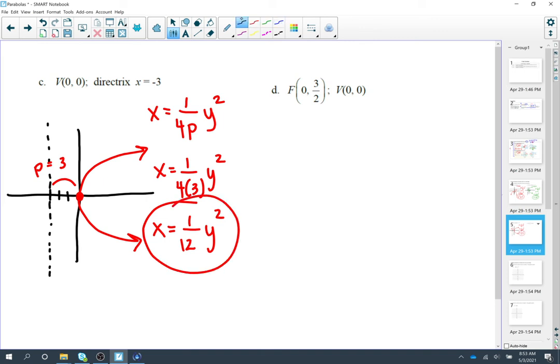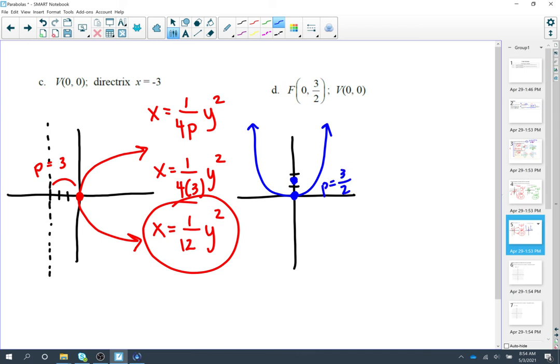Letter D. This time we're given a focus at (0, 3/2). Keep in mind that 3 halves is like 1 1/2. Well, not like, it is. So 1, 2, and my focus is going to be right here. Our vertex is at (0, 0). Based on the knowledge that that's the focus and that's the vertex, I know my parabola is opening this direction.